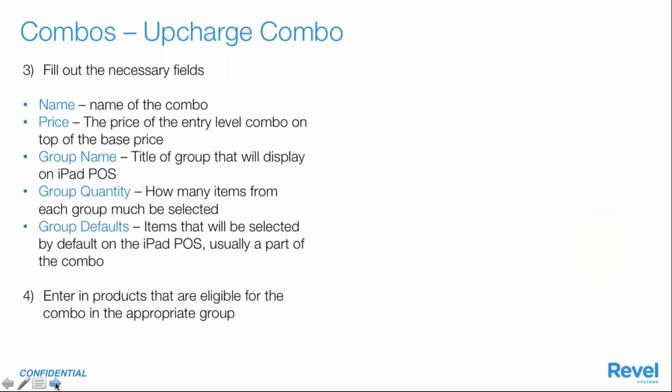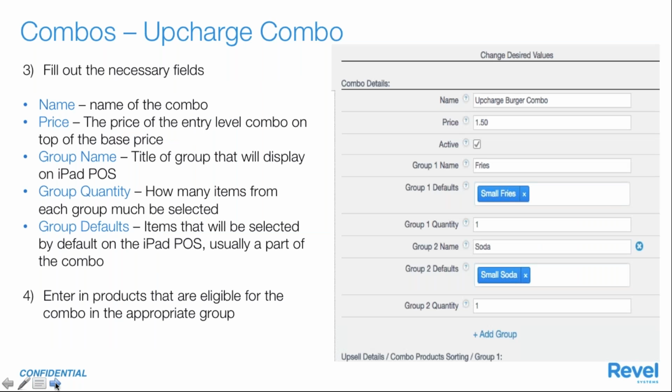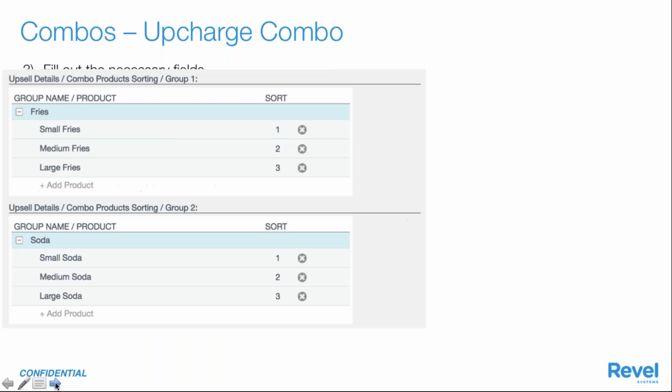Once I do that, I have to start building out the shell for this combo. You're going to give it a name. It could be combo number 1 or meal option number 1, whatever works for you. I have group 1 default as my small fries, and group 2 default as the small soda. Then below, I have the option to select all the products for my fries and sodas. So in this example, I have the small, medium, and large fries, and the small, medium, and large sodas.